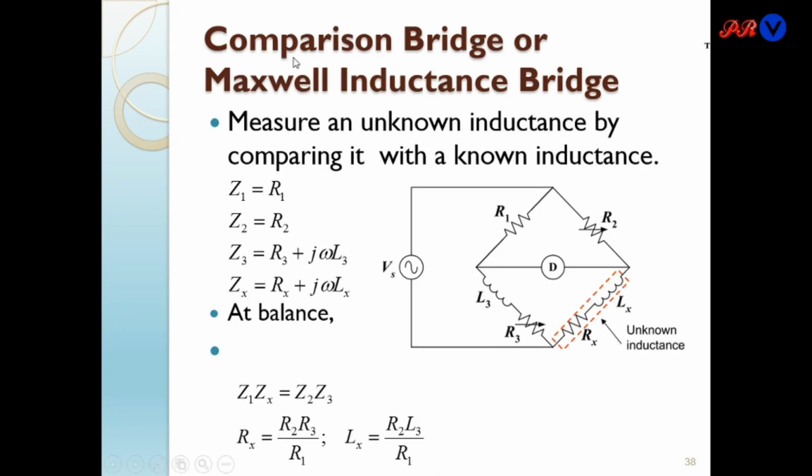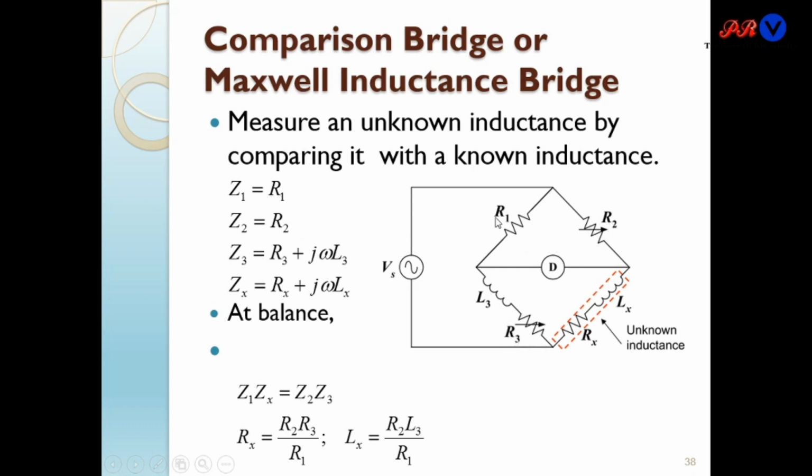First bridge is the comparison bridge, or Maxwell inductance bridge, used for the measurement of unknown inductance by comparing it with a known inductance. So here we have a known inductance and one unknown inductance. Similarly to the Wheatstone case, at balance condition, the product of R1 and this impedance must be equal to the product of R2 and the R3, L3 impedances.